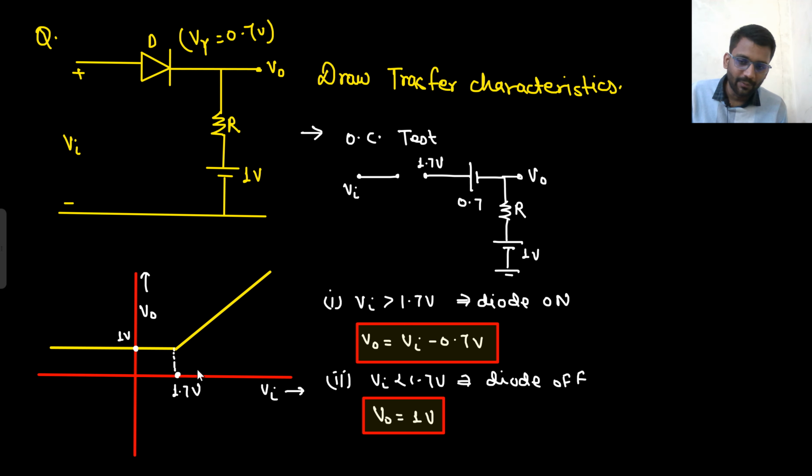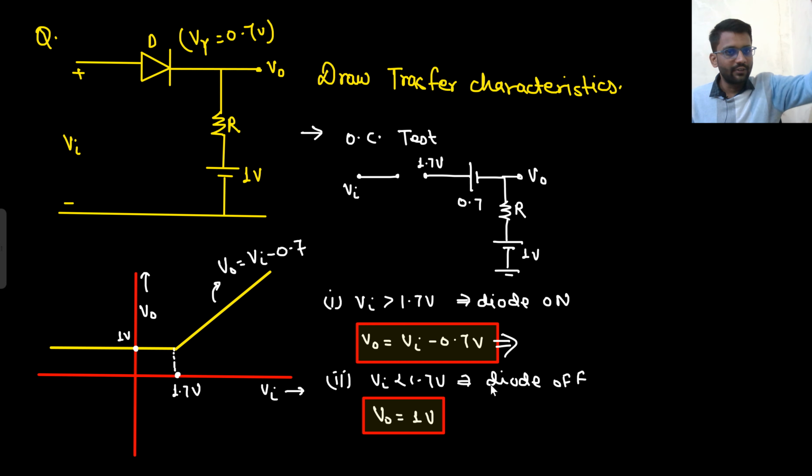Then you can recheck. At 1.7 volt, what do you expect? If you put V naught equals V in minus 0.7, so at V in equals 1.7 volt, what do you expect? 1 volt. Are you getting that point? So this point and this point should be the same. This is how you can check. At V in equals 1.7 volt, I should get 1 volt here, and that I am getting. The slope is positive, so the graph will go like this. If the slope was negative, the graph will go like this.